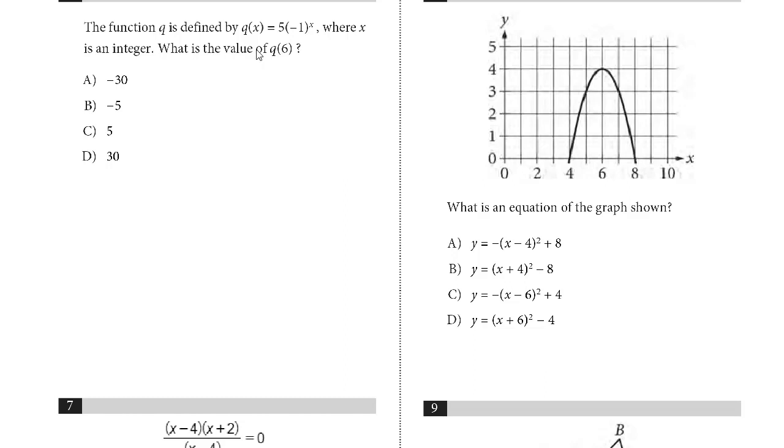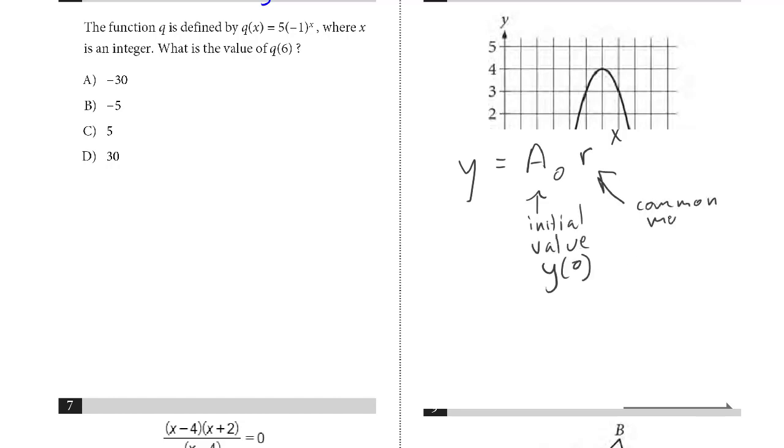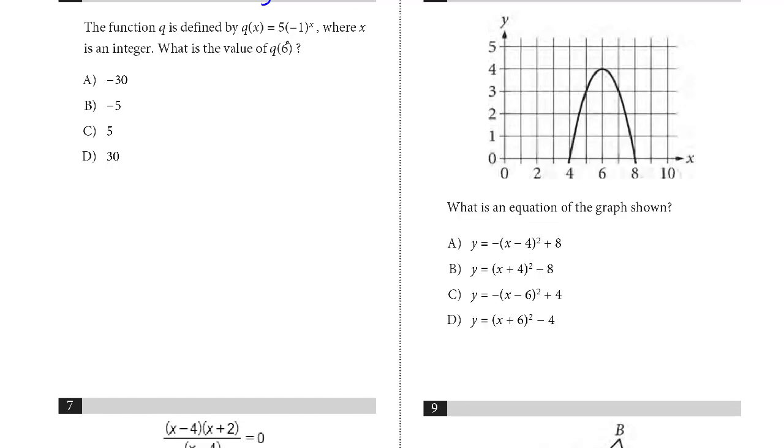Okay, number 6. We've got a function, and it looks like an exponential function. So exponential functions are always of the form y equals a0, the initial amount, times the common multiplier, which is 1 plus the percentage change in decimal format, raised to the x power. That could be time, whatever it means in this case.